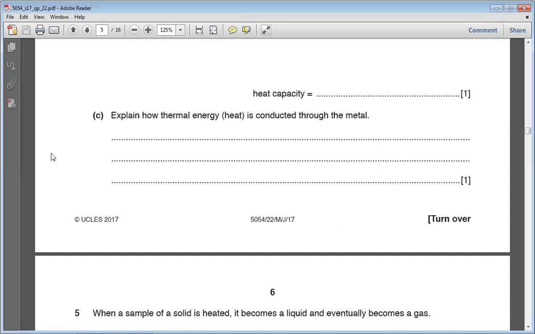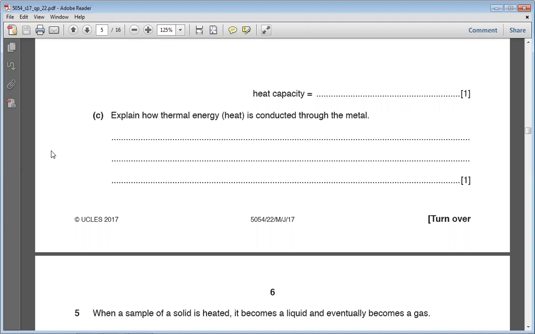He says, explain how thermal energy (heat) is conducted through the metal. Through the metal, the conduction takes place by 2 methods. One method is that the molecules vibrate. They remain in their fixed positions, but they start vibrating vigorously. So their amplitude of vibration increases. They collide with the neighboring molecules and make the neighboring molecules vibrate vigorously. In this way, by the vibration of the molecules, the energy is transferred from the hot end to the cold end.